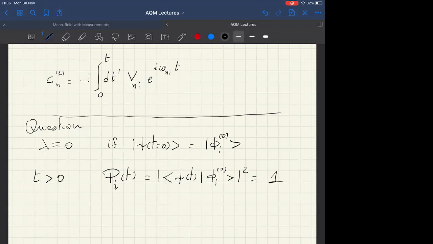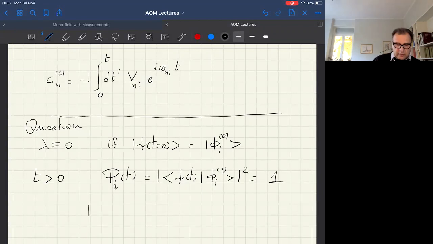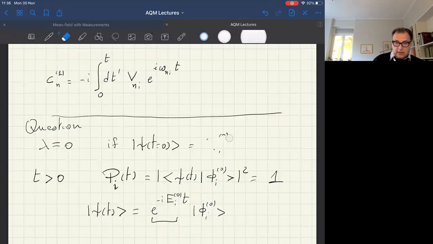It is 1 because the evolution of, if you start with this state, the evolution in this particular case will be just given by e to the minus I E0 I of t phi 0 I, right? So there is only a phase factor. So the probability will not be modified, okay? So if you prepare a system in a given eigenstate, then it will remain there. Now we want to do the same thing for lambda different from 0.